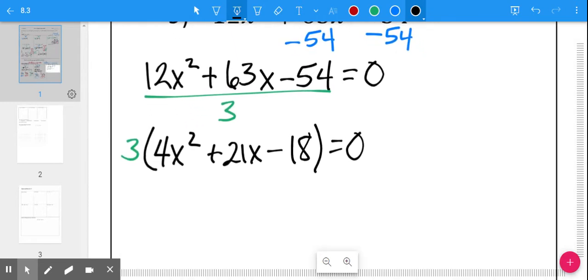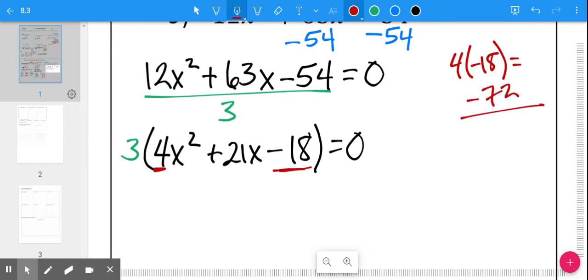So now you have to find the a times c. Our a value is 4, our c value is negative 18. When we do 4 times negative 18, we get negative 72. So we're looking for the factors of negative 72, which we already know is going to be a positive and a negative, that add up to 21. And it's a positive 21. Because that 21 is positive, the bigger factor has to be positive.